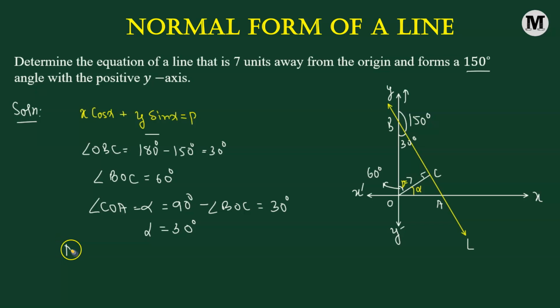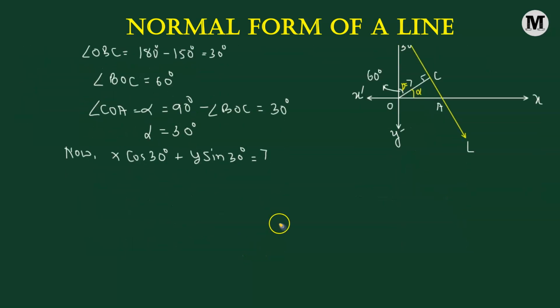So now we will have x times cosine of 30 degrees, added to y times sine of 30 degrees. This is going to be equal to 7, the perpendicular distance. So we have x multiplied by cosine of 30 degrees, which is square root of 3 over 2, added to y times sine 30 degrees, that's 1/2, that's going to be equal to 7.